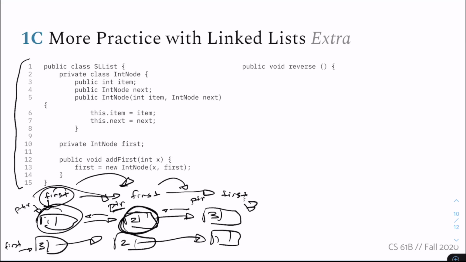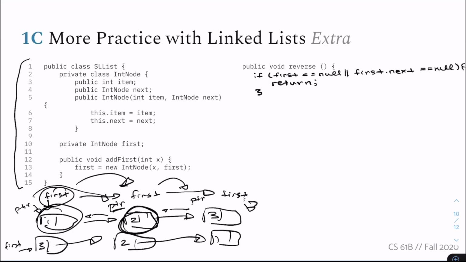So the first case is, if there are either no elements in the list or only one element in the list, there's nothing for us to do. There's nothing for our two pointers to do. So we can just return. The list is already reversed if there's nothing in it, right? So we'll do if first equals null, or first.next equals null, return. Done.